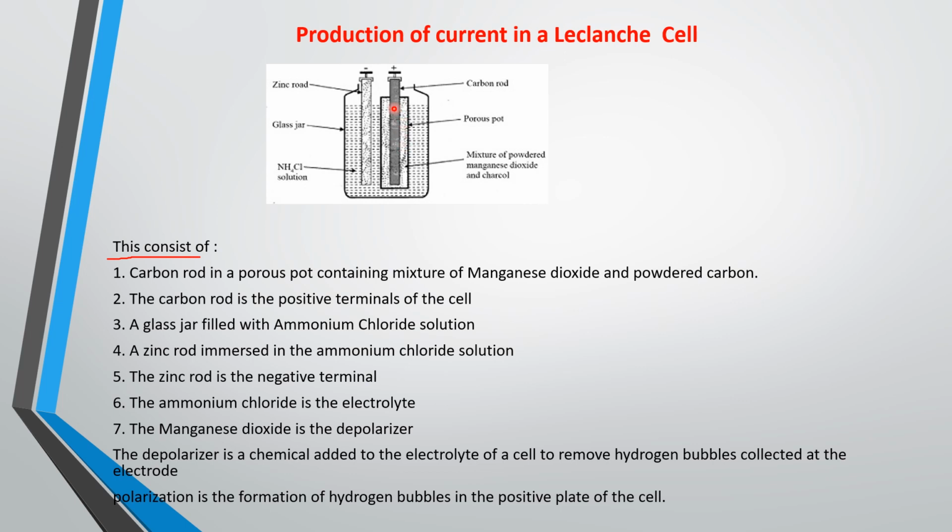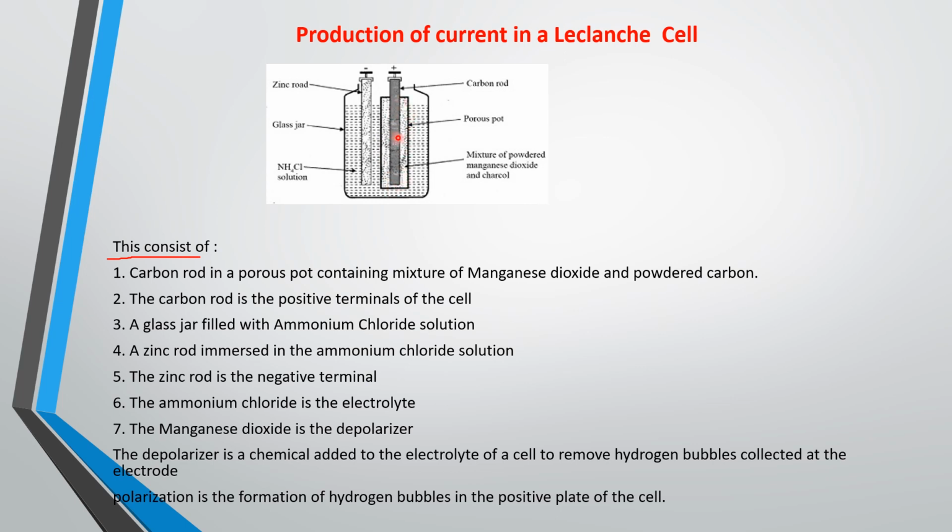Now, as the hydrogen bubbles have been formed, you need a chemical component to remove the bubbles. So the formation of those hydrogen bubbles is what is called polarization, and then the chemical that removes the hydrogen bubbles is what is called a depolarizer. So please just take note of that.